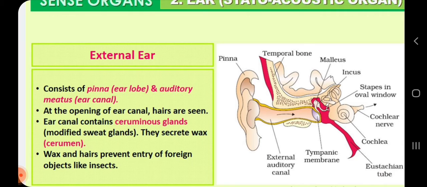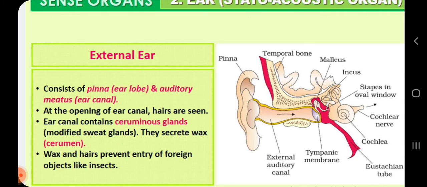Next, the next part of the external ear is the external auditory canal. What is the function of the external auditory canal? It takes the sound which is collected by the ear pinna and makes it move inwards, and makes it enter the ear, and from there it extends until the tympanic membrane. What is the tympanic membrane? The tympanic membrane is also called the ear drum.